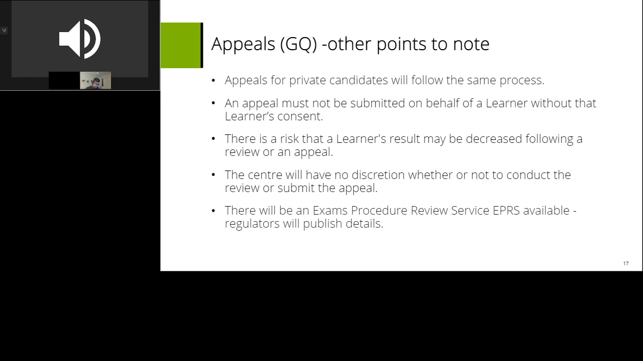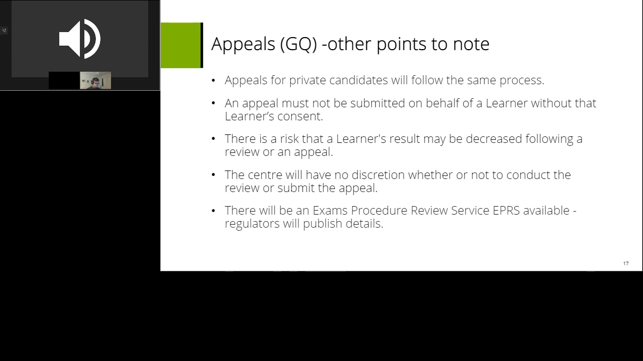And that's very closely associated with the next point, which is that there is a risk that a learner's result may be decreased following a review or an appeal. Anybody that was involved in grading last year and submitting results and perhaps appeals is probably familiar that last year there was grade protection for appeals for general qualifications. That grade protection is not in place this year. So a learner does need to enter into an appeal being fully aware of the fact that their grade may go up, which is probably what they'll be hoping for. It may stay the same, but it may also be decreased following a review or an appeal.